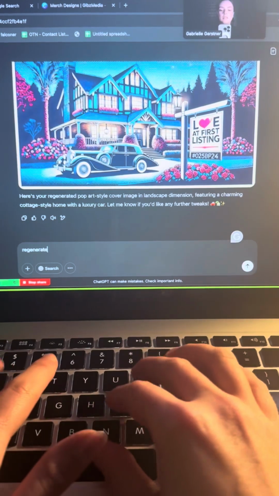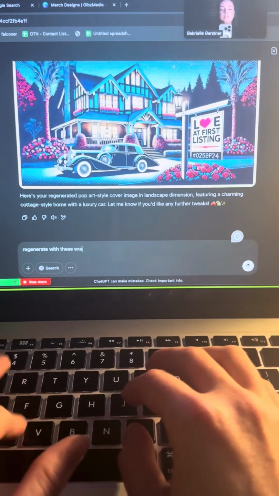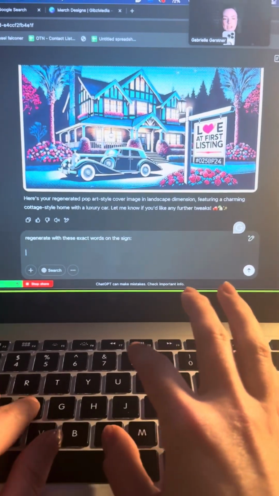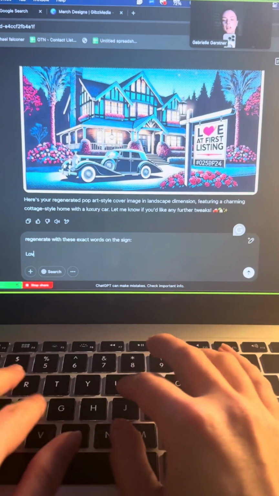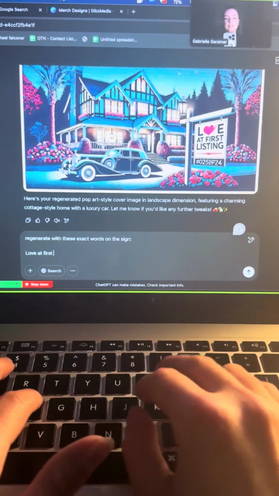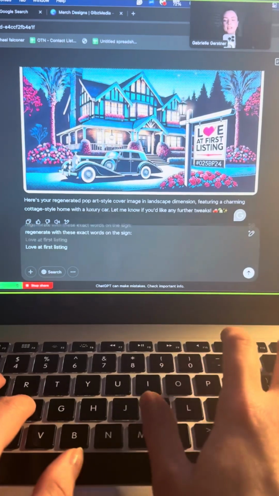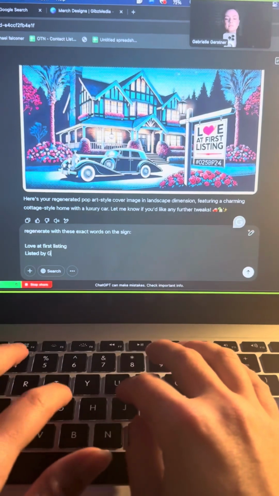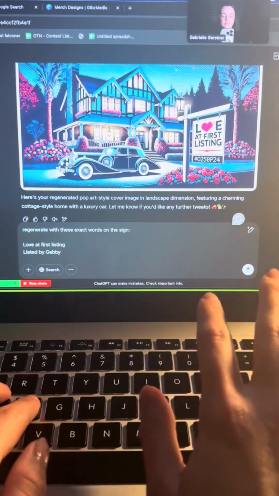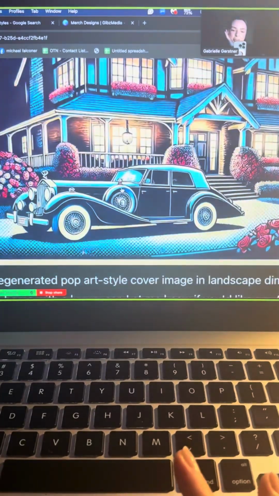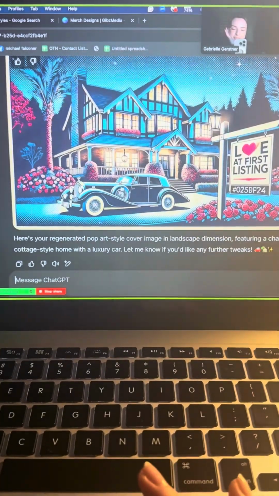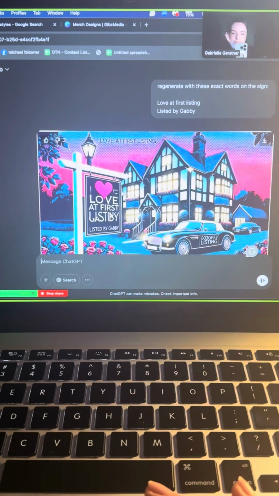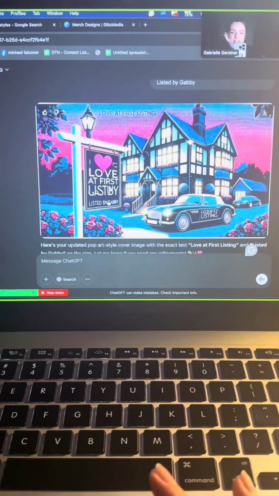Regenerate with these exact words on the sign. Okay, we're gonna pretend I'm a real estate agent for a second. Love at first listing. Agent. They even put like a sun visor on the car. They in Austin, for sure, for sure. Oof, yeah. But they got Gabby right. It don't look cute.